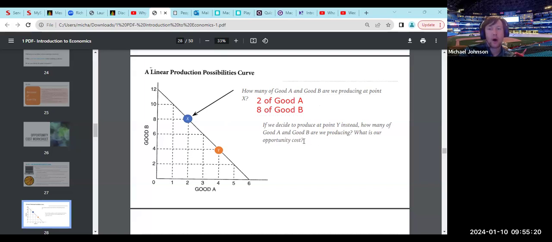And then for point Y, how much are we producing? Four for both? Yes, exactly. That's excellent. Yes, four. Great job. That's true. So that's exactly how to read the graph.